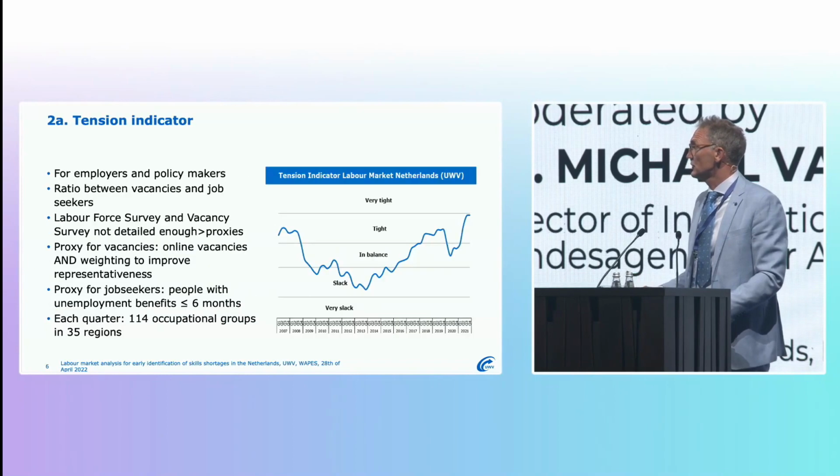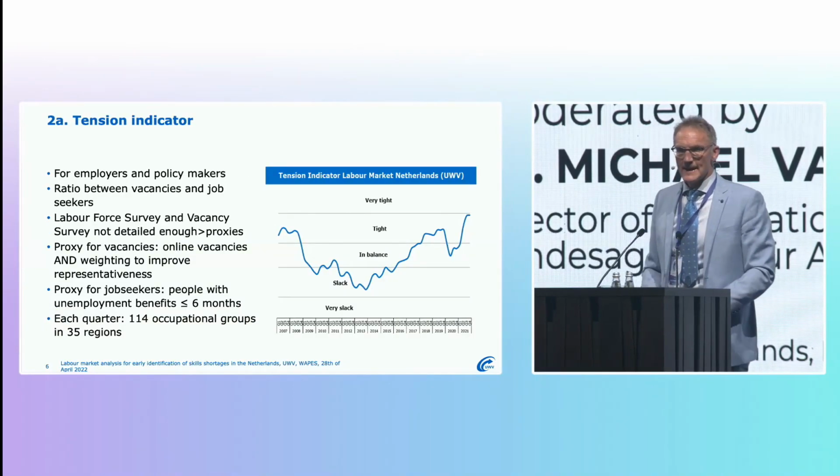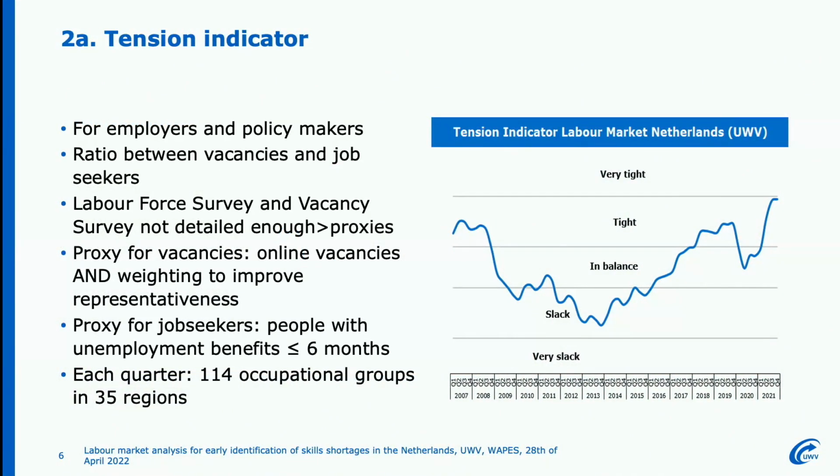Okay, then I'll go to the next one, that's the tension indicator. That's a more up-to-date indicator. It is updated 4 times a year. And that's the ratio between the number of vacancies and the number of job seekers. You have 2 important surveys, the labor force survey and the vacancies survey, but they are not detailed enough, so we chose proxies for it.